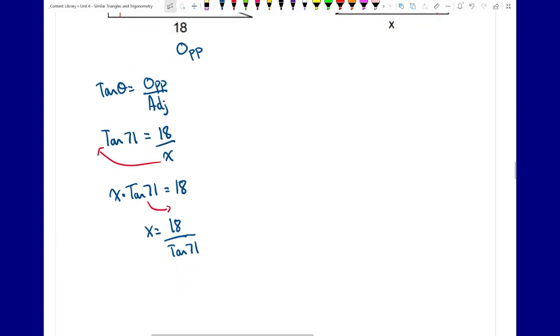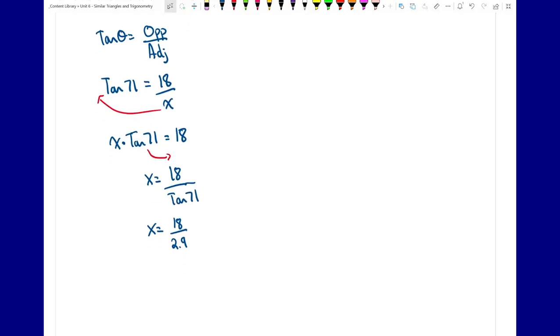And now this is a calculation because I can calculate what tan of 71 is. So 18 over, and then tan of 71 is 2.9. We'll just say 2.9 rounded. So now I can go through 18 divided by tan 71 and get x is equal to, rounded, 6.2. So that means that unknown side is 6.2.